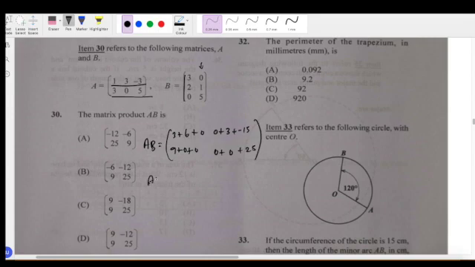And so AB is equal to, we have 6 here, anything with 9, so we have this here. And well, 3 minus 15 is negative 12. We have 9 here, we have 25 here. The answer is D.